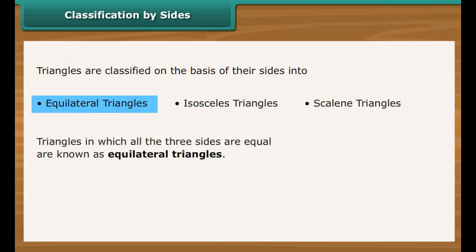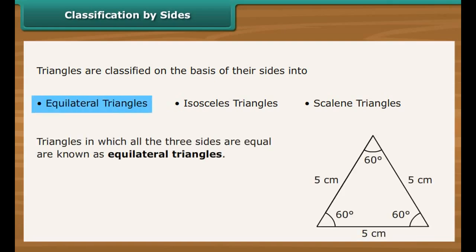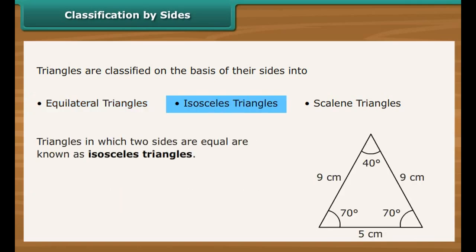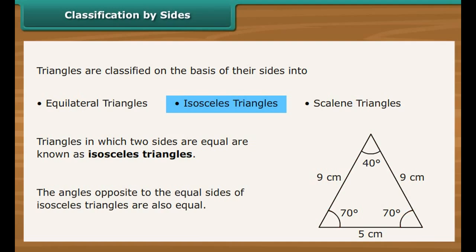Triangles in which two sides are equal are known as isosceles triangles. The angles opposite to the equal sides of isosceles triangles are also equal. Triangles in which all the sides are unequal are known as scalene triangles. All the angles of scalene triangles are unequal.